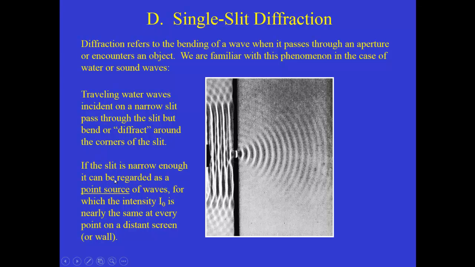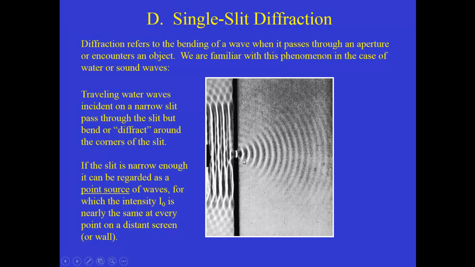If that slit is really, really narrow, it really does act like a point source, and that would tell us that the intensity of waves on a distant screen or wall would be pretty much the same all the way across. So that's the approximation that we were making just a few minutes ago when we analyzed the intensity of the double slit experiment. So waves, when they pass through an aperture like this, some of the wave travels around the corners, and so there's a bending phenomenon going on.